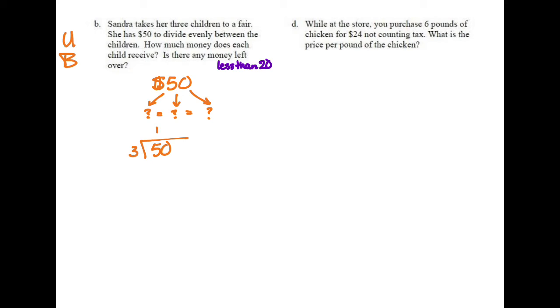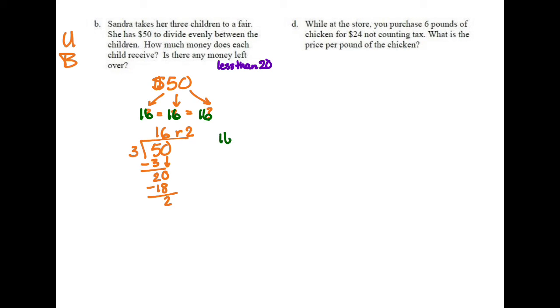3 goes into 5 one time. Subtract, we get a 2. Bring down our 0. 3 goes into 20, there's our 6. And we get 18. Subtract, we get 2. So, remainder 2. So what this means is Mom's going to split the money between the kids, and they each get $16.